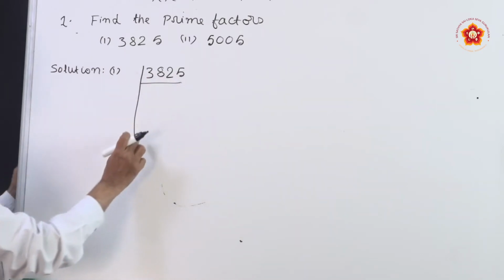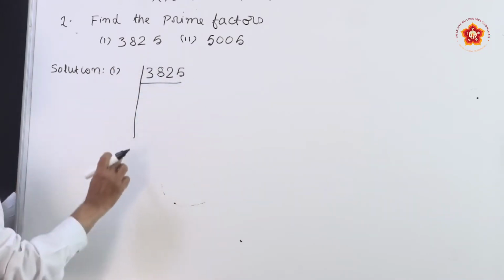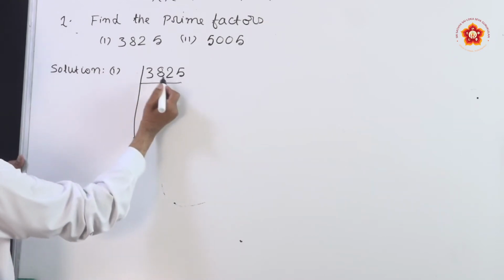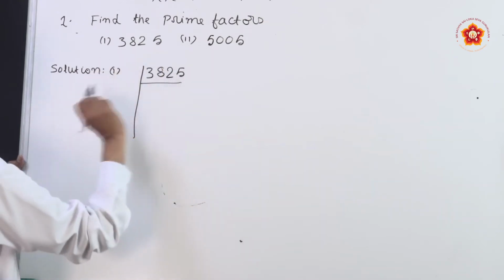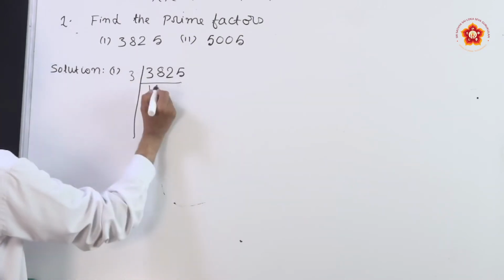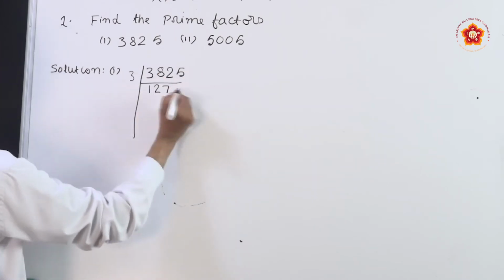For that, you already know the principle. If you add all the digits and the sum is divisible by 3, then the whole number is divisible by 3. So, if you add all the digits, you will get 18. So, it is divisible by 3. Now, let us divide. 3 1s are 3, 3 2s are 6, 3 7s are 21, 3 5s are 15.